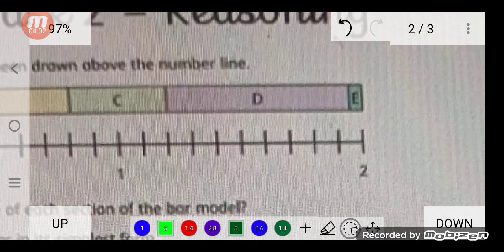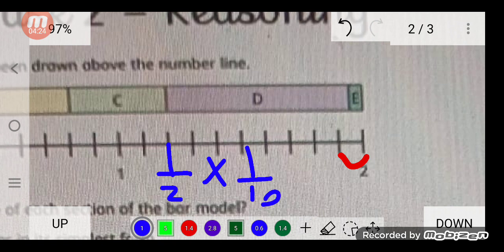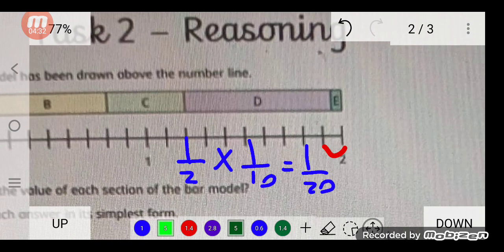Now, what about the last section? If you look here, the last section is a little bit difficult. Last section E has taken how many divisions? It's very clear. It has taken half a division. And we said that one division is 1 over 10. So let me now multiply half times 1 over 10. And this will be 1 over 20. So section E, the last section here, is 1 over 20.